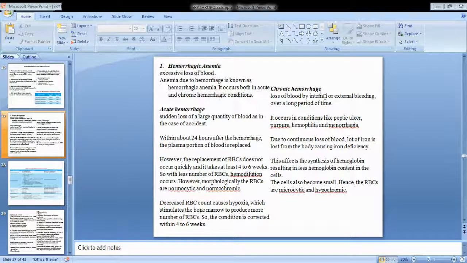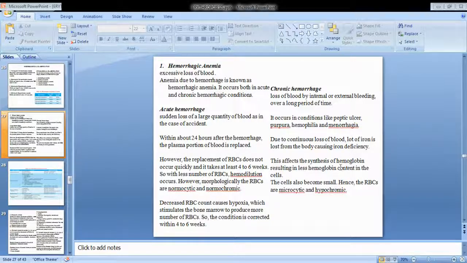Chronic. What is chronic? There is a loss of blood by internal or external bleeding for a long period of time. So when does this happen? Peptic ulcer, like kind of internal hemorrhage, internal disease, hemophilia, this condition can happen. Because of the loss of blood internally, there is a loss of iron, which leads to iron deficiency anemia.